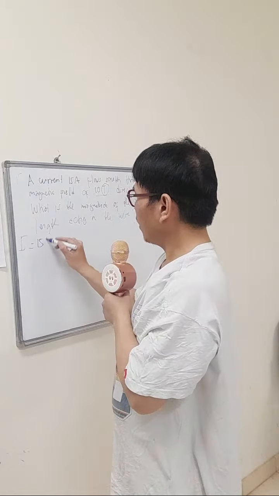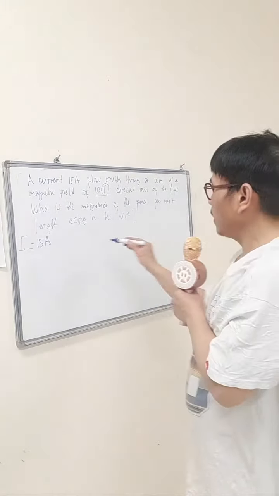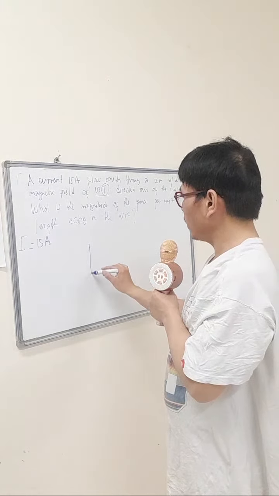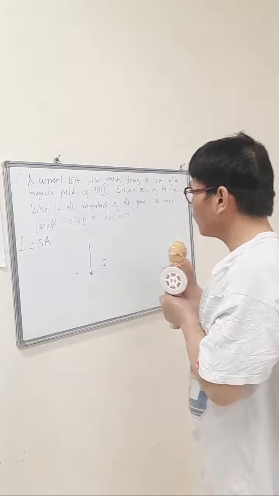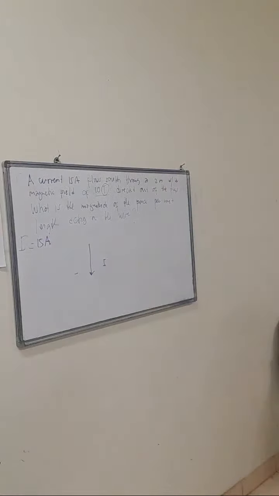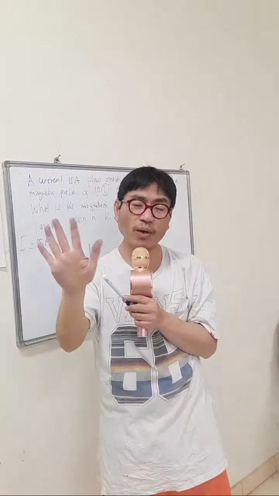Okay, 15 ampere, and then it flows south. Going to the south means it's going downward, meaning negative current, for the purpose of direction. But it will never carry the sign in the magnitude. The number will never carry the negative, only the direction where it goes.